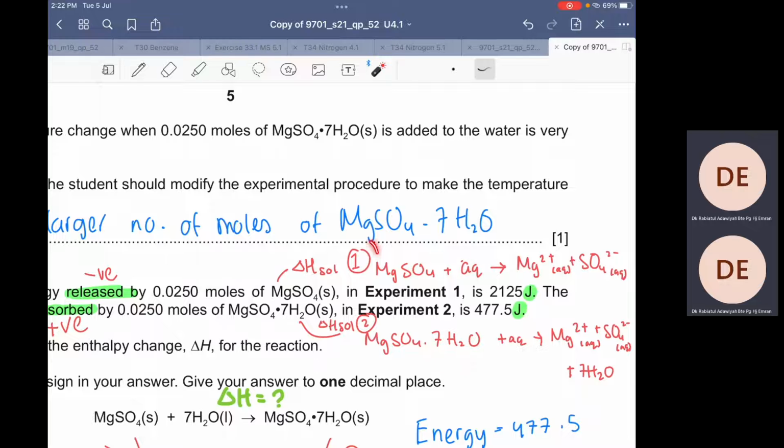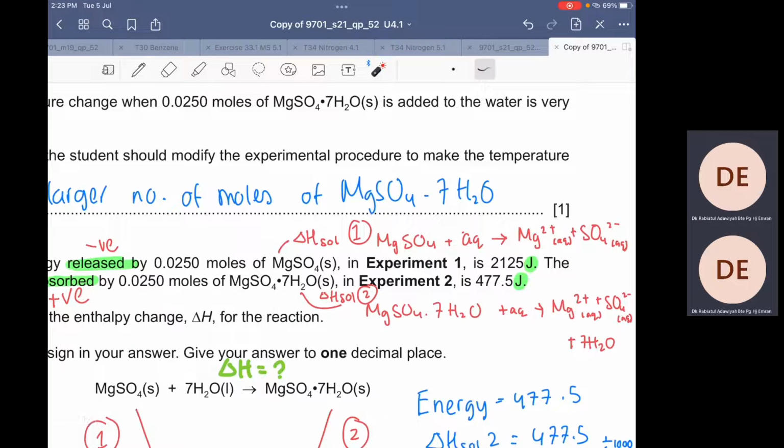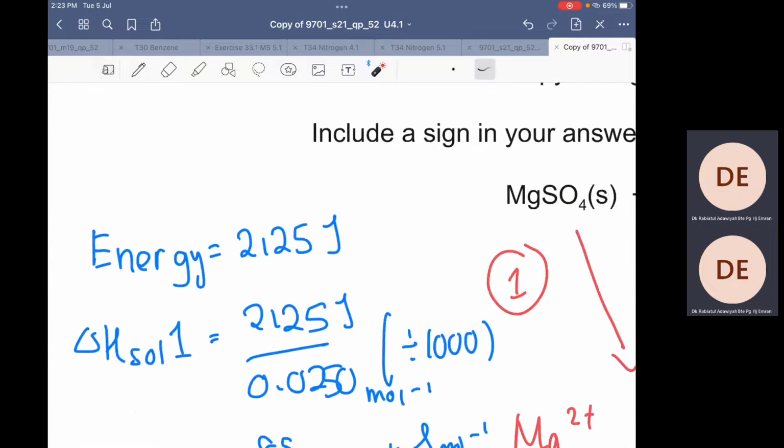So you can see that you have the energy value for experiment 1. You have the energy value for experiment 2. That means I've got the equation for experiment 1, equation for experiment 2. I can build what we call a Hess's cycle. As a matter of fact, you would need a Hess's cycle for this. Before building the Hess's cycle, let me just convert this number first, 2125 joules, okay? So the energy is 2125 joules. I want enthalpy change in kilojoules per mole. So what you can do first is to divide by 1000.